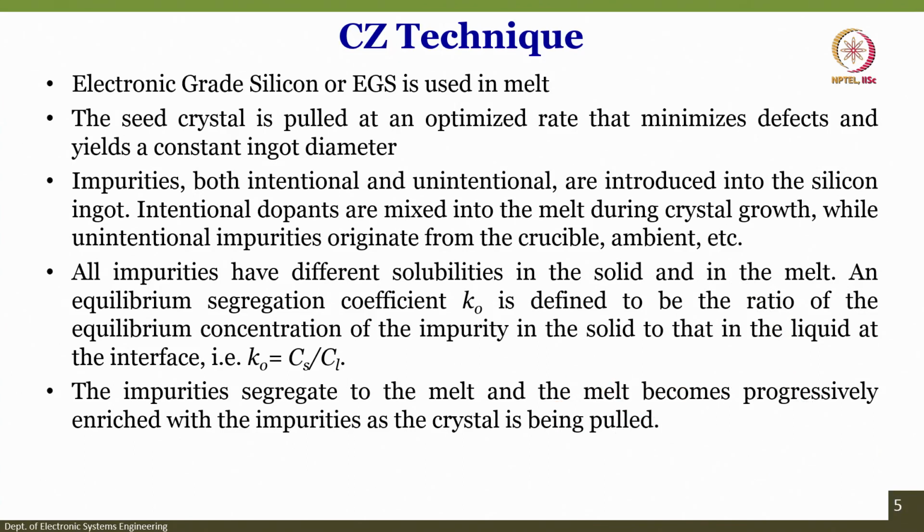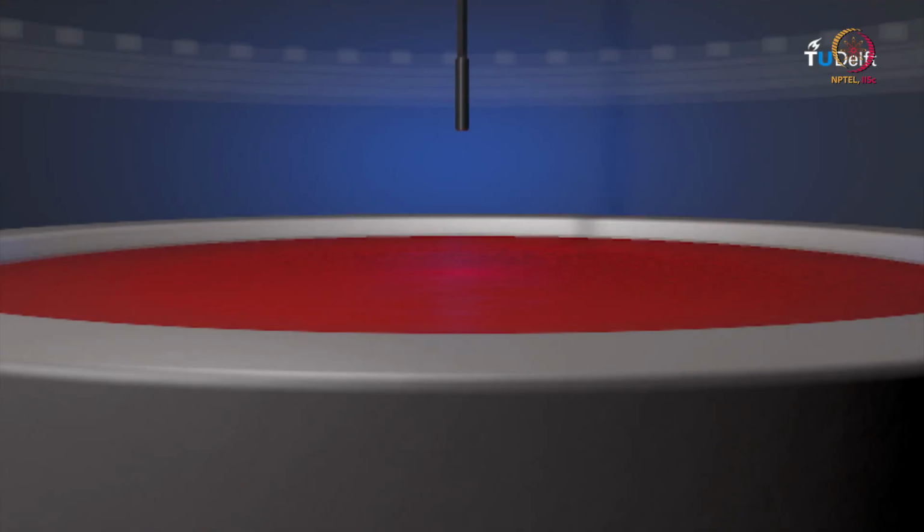All impurities have different solubilities in the solid and the melt, and the equilibrium segregation coefficient Ko is defined as the ratio of the equilibrium concentration of impurity in the solid to that in the liquid. So, if I have concentration Cs by concentration Cl, the solid to liquid ratio, then I can find the segregation coefficient Ko. The impurities segregate to the melt, and the melt becomes progressively enriched with impurities as the crystal is being pulled. We can intentionally dope the wafer with either P type or N type material.